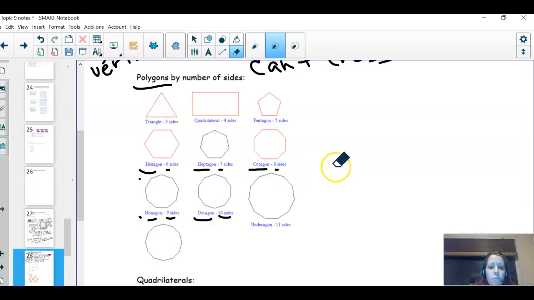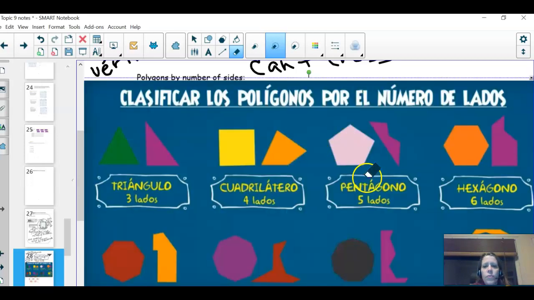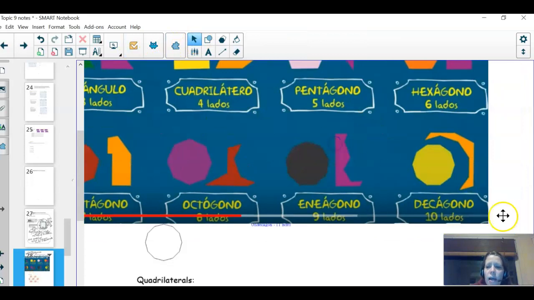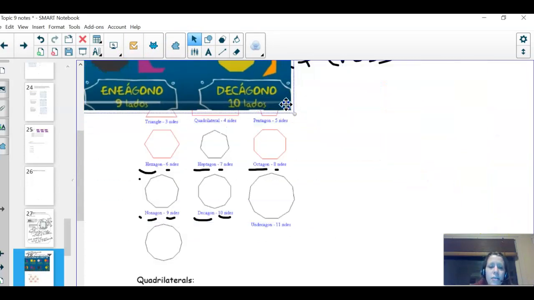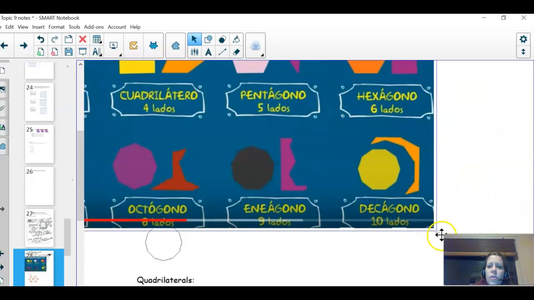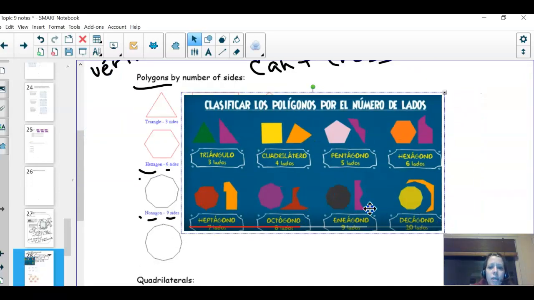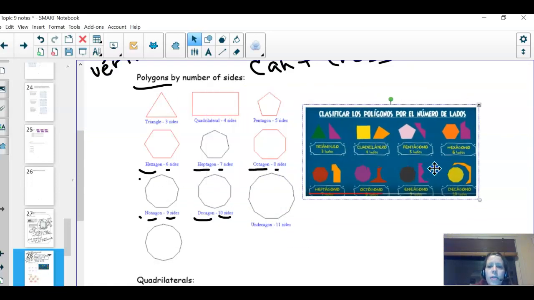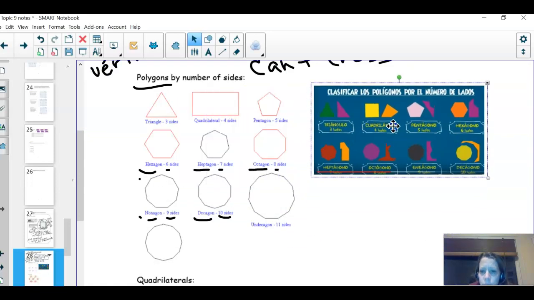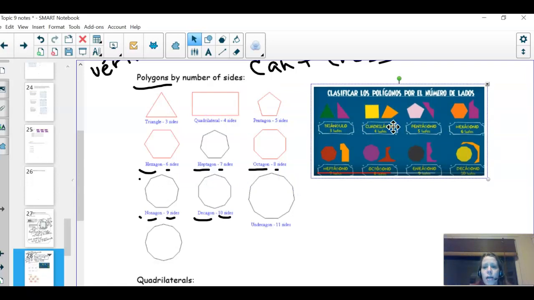Okay, in Spanish, you're going to notice that they are cognates. Okay, so they're very similar to the names in Spanish and in English. Okay, so los números de los polígonos son muy similar a las palabras en inglés. Triangle, triángulo. Quadrilateral, quadrilateral.